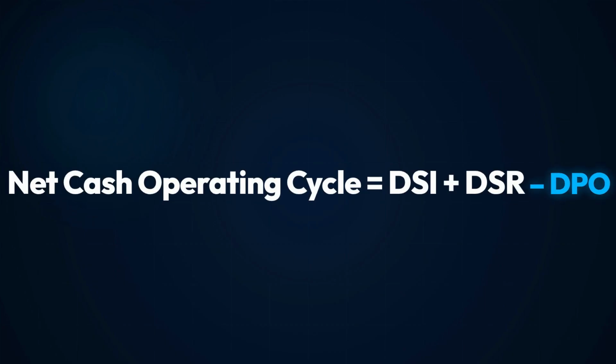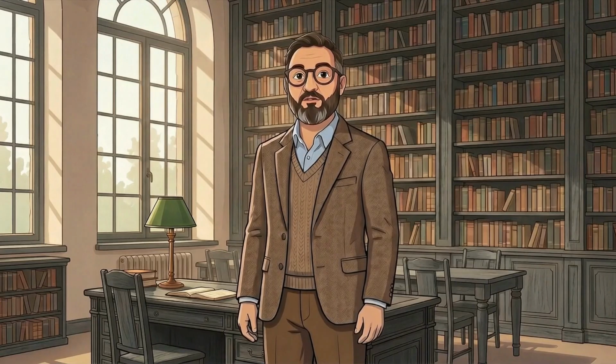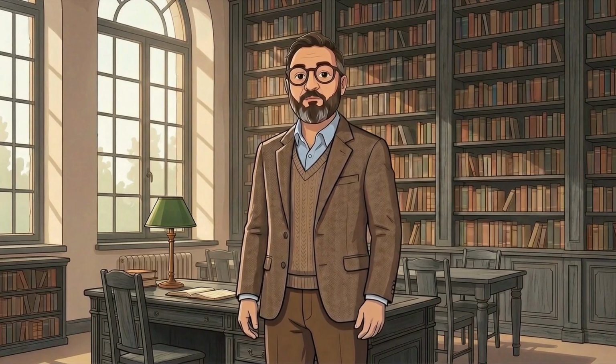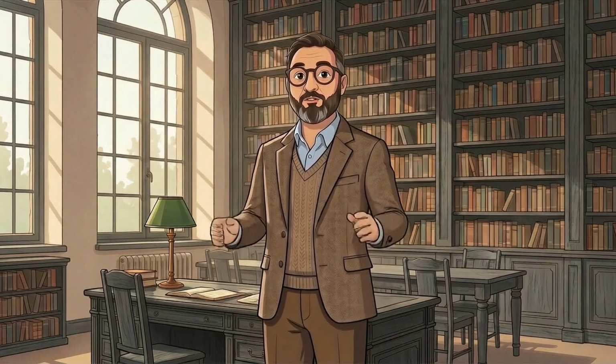A shorter or even negative cycle is a massive advantage. Retailers and restaurants often operate with a negative cycle, meaning suppliers are effectively financing their operations. It's a very efficient model.